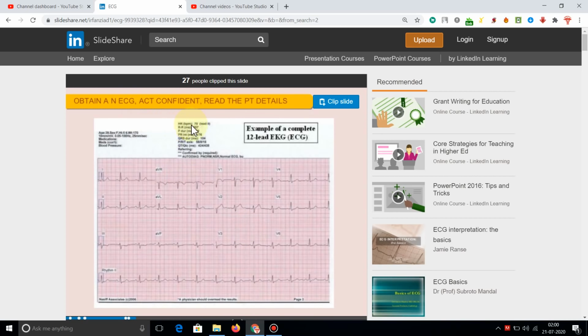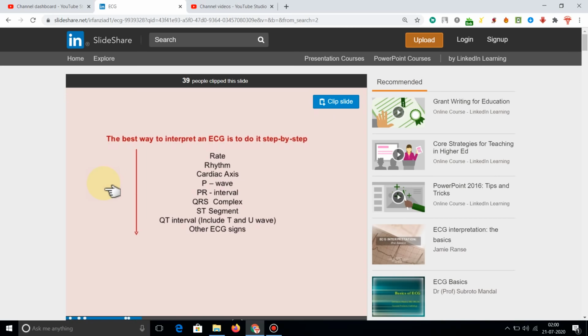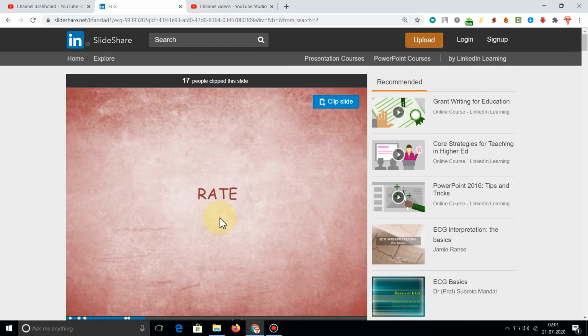Obtain the ECG and confidently treat the patient. The best way to interpret an ECG is step by step: rate, rhythm, cardiac axis, PR interval, QRS complex, ST segment, QT interval, and other ECG signs.